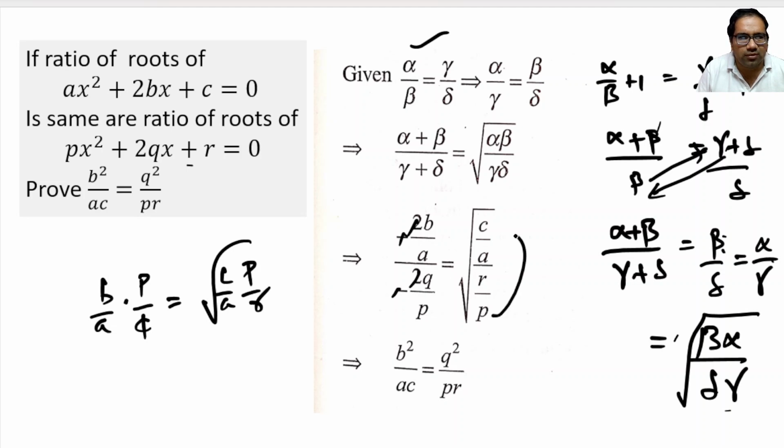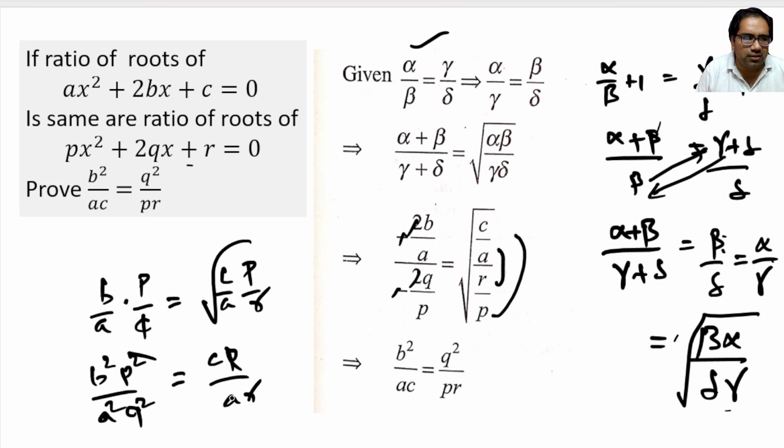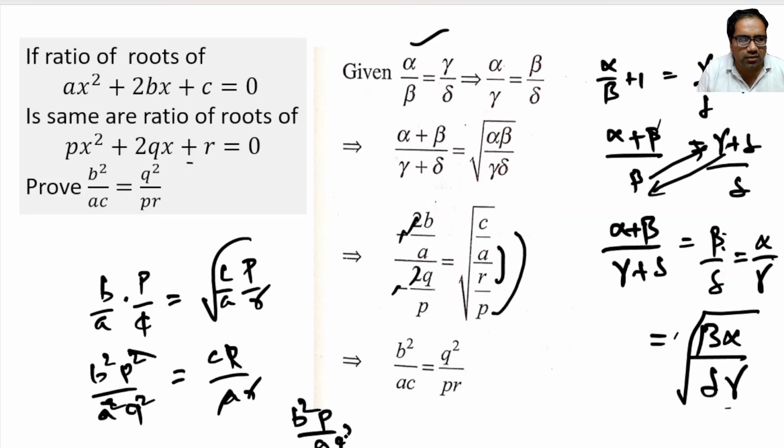Right. This one will go to the top. This one will go here. c by a times p by r. What does that mean? b square p square by a square q square is equal to c p by a r. What does that mean? This p we can cancel here. This a we can cancel here. We'll be left with b square p by a q square is equal to c by r.